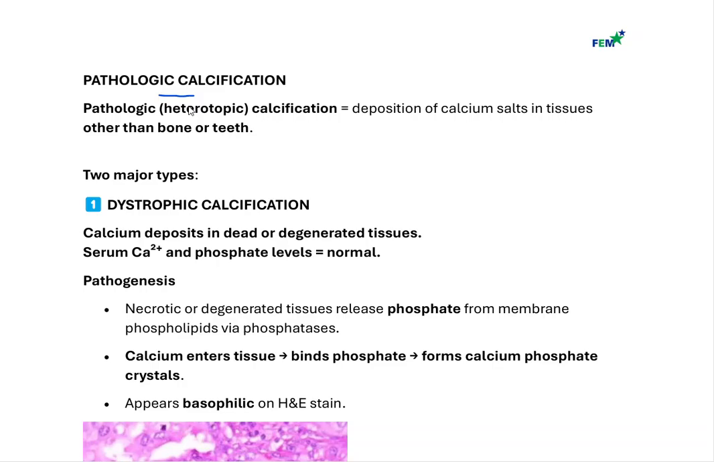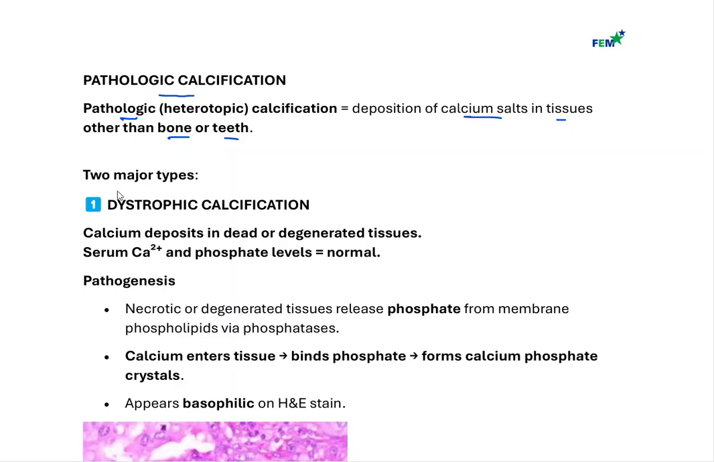And in the previous lecture, we talked about what the outcomes of necrosis are. One of the outcomes of necrosis is dystrophic calcification, whereby calcium deposits in necrotic tissue. And what's pathologic calcification? Pathologic calcification is when there is deposition of calcium salts in tissue other than bone and teeth. And what's unique about bone and teeth is that's where most of the calcium is deposited in our body.